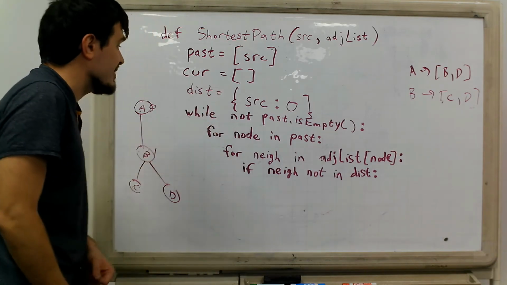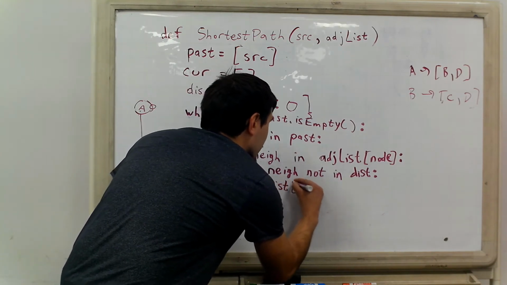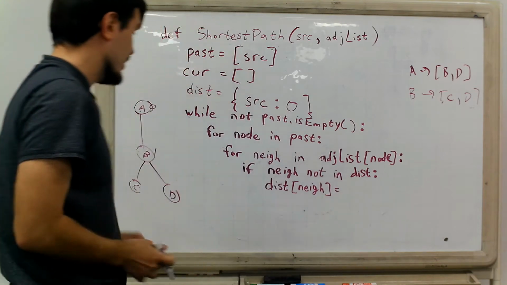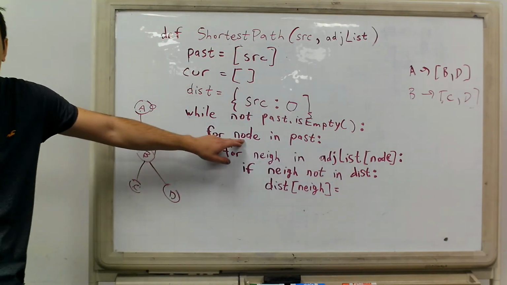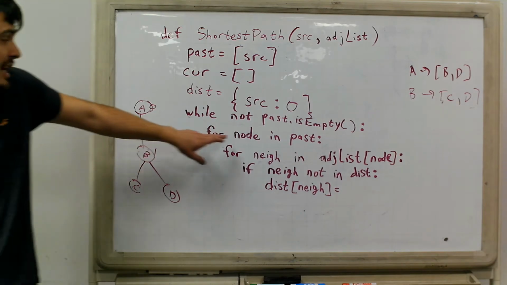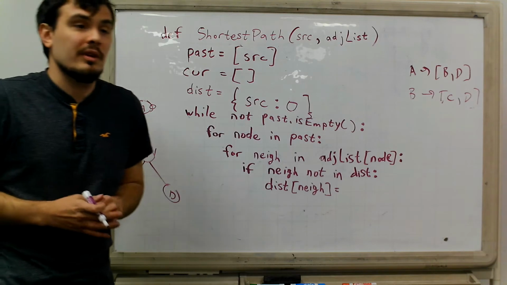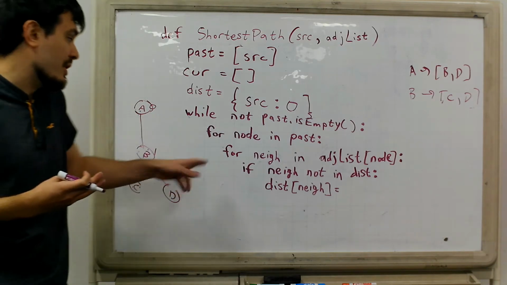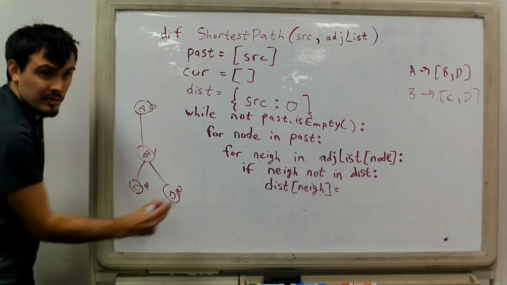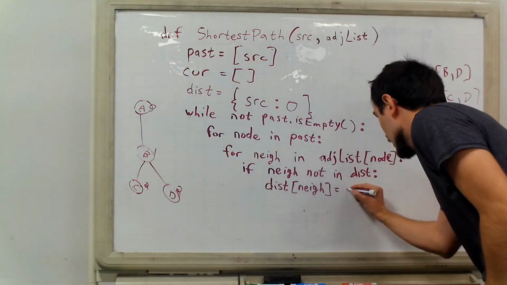then add it to the distance map. So distance map of neighbor. And what should the distance map of neighbor be? Well, it should be the distance of the node plus 1, right? If we're flooding out from a given node and we're exploring its neighbors, and this is the node we're processing right now, then the neighbor has distance 1. If the neighbor has not been visited before, then like if this B had distance 1, then this C and D had distance 2. So it's whatever distance the node had plus 1.